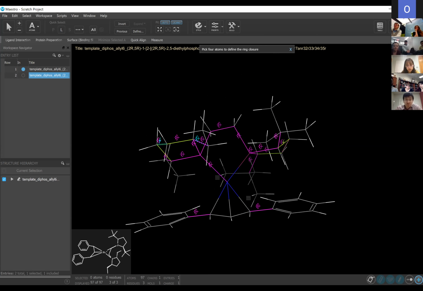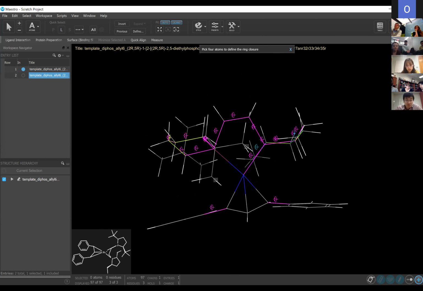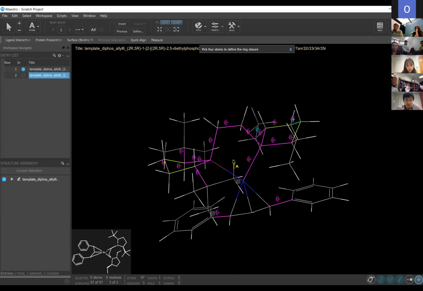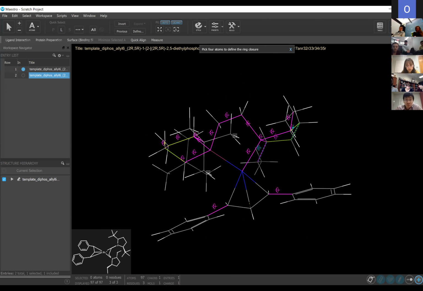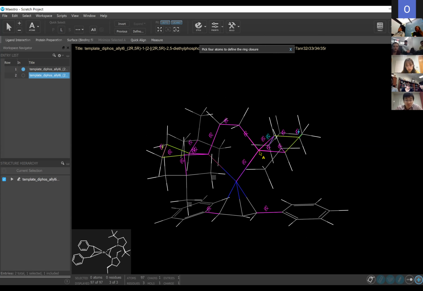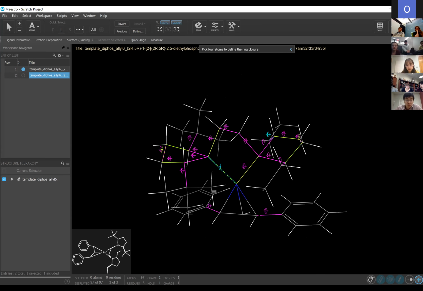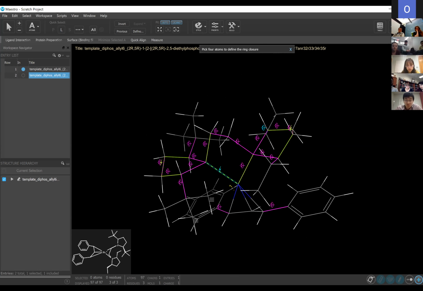I also want to be able to rotate bonds within this ring formed by the palladium. So I'm going to keep what they had. I'm going to have to break one of these palladium phosphorus bonds.